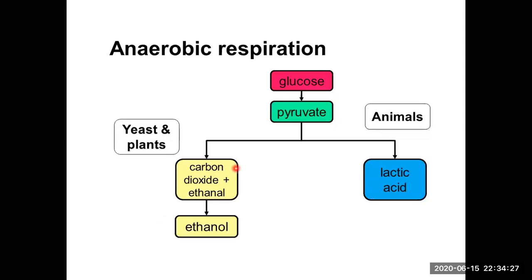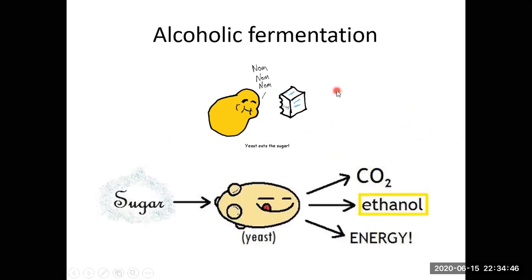Now, coming towards our anaerobic respiration overview, glucose is converted into pyruvate by the process of glycolysis. In case of yeast and plants, carbon dioxide and ethanol are produced. In case of animals, that pyruvate is converted into lactic acid. Let's look into details of alcoholic fermentation.